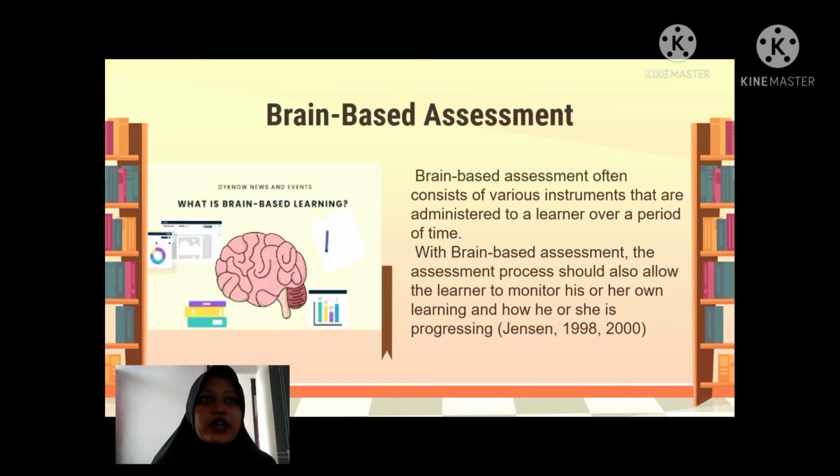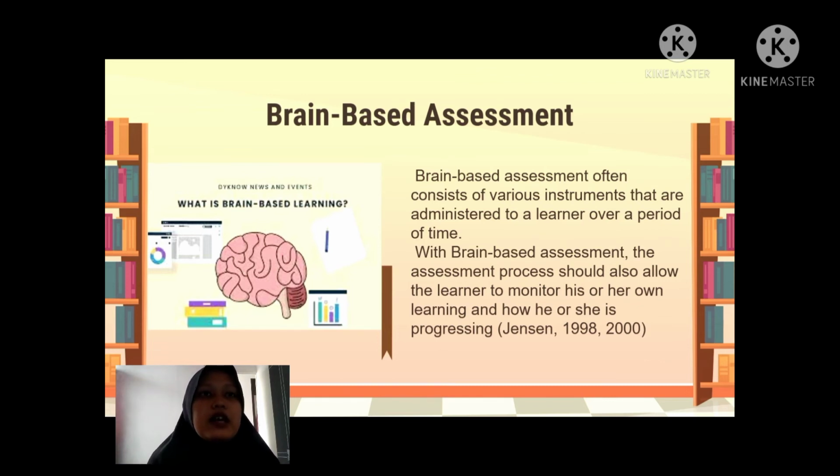Next material is brain-based assessment. Brain-based education is a comprehensive approach to teaching and learning that draws heavily on current research, particularly in neuroscience, about how the brain functions and develops over time. Assessment that follows a brain-based approach will take into consideration an individual's learning style and that achievement is best demonstrated over time. Brain-based assessment often consists of various instruments that are administered to a learner over a period of time.